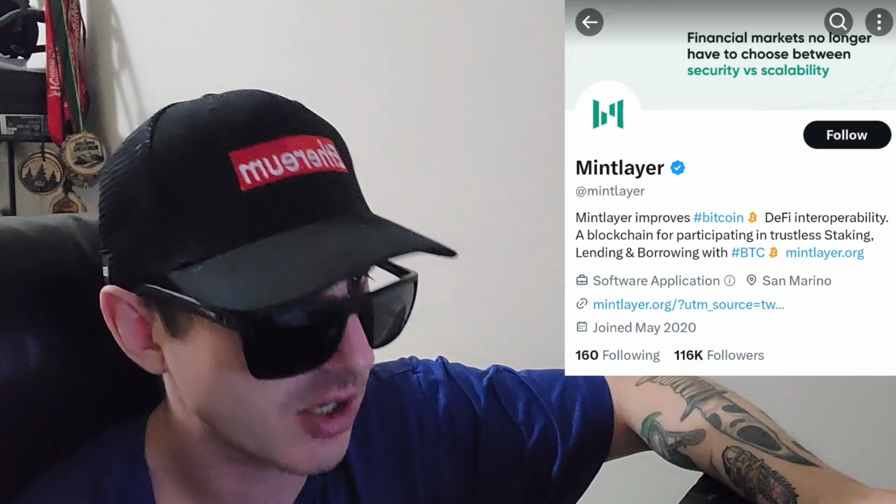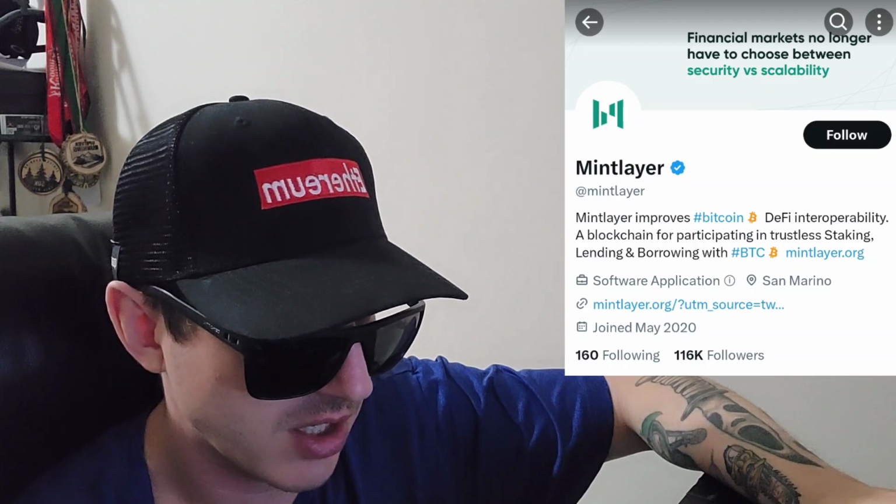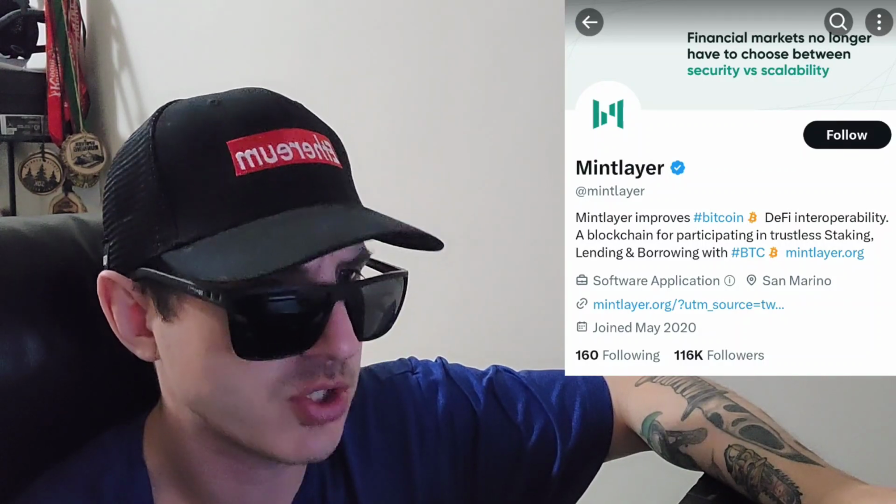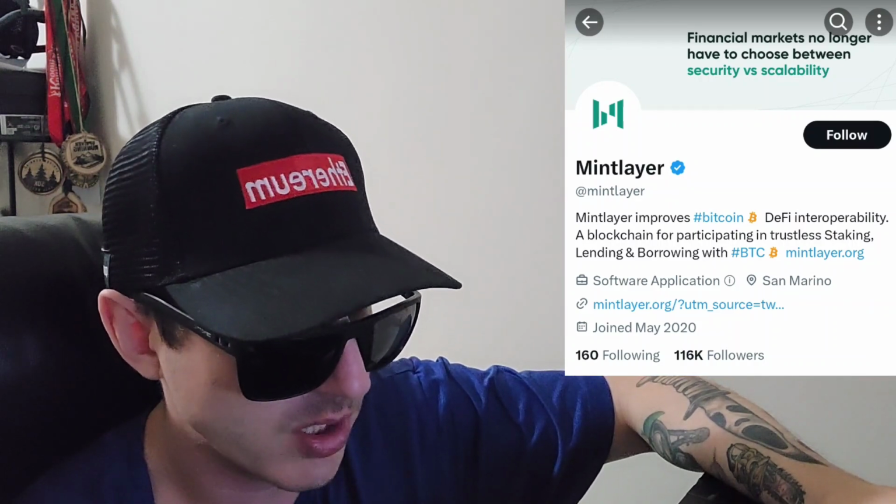It says Mintlayer is a protocol focused on developing a decentralized finance ecosystem that leverages the Bitcoin and Lightning network. They have their Etherscan on here. Twitter is at Mintlayer, Telegram at Mintlayer. They have a Discord, and they have a full white paper which you can find at docs.mintlayer.org. According to their Etherscan, right now 3,406 holders.